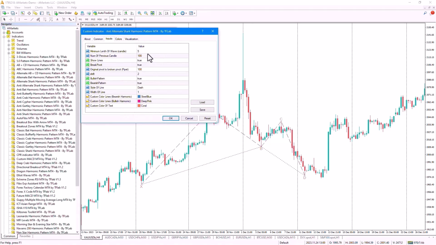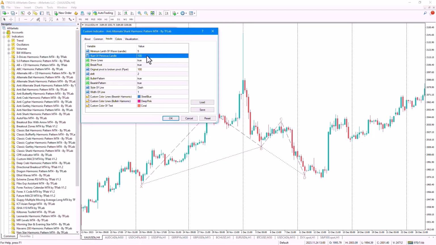In the first part, we can set the minimum wavelength of the harmonic pattern, which is based on the zigzag indicator. The zigzag indicator has 3 parameters, and here we can adjust the first parameter of the zigzag indicator, while the other 2 parameters with periods of 3 and 3 are hard-coded into the calculations.